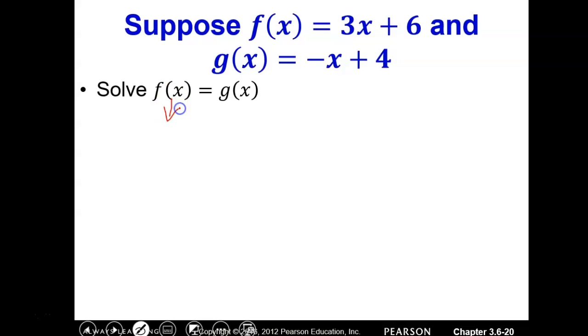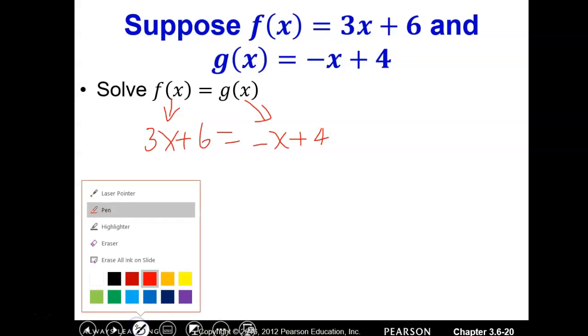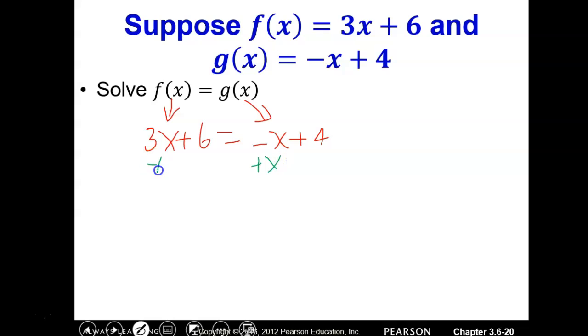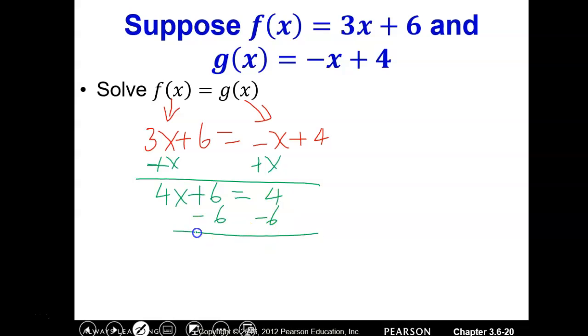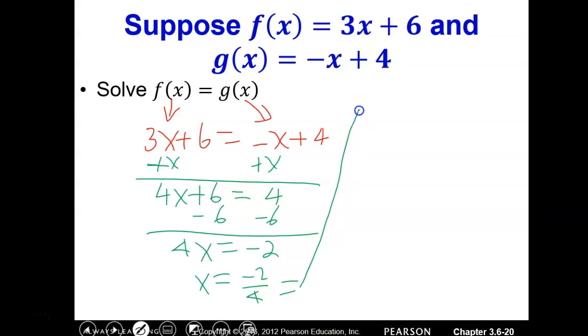So when we set f of x equal to g of x, I will use substitution to make sure I keep the order. So 3x plus 6 equals negative x plus 4. When they are equal, collect like terms. Add x to both sides. So that will be 4x plus 6 equals 4. Subtract 6 from both sides. 4x equals negative 2. Now I'm dividing both sides by 4. So x equals negative 1/2.